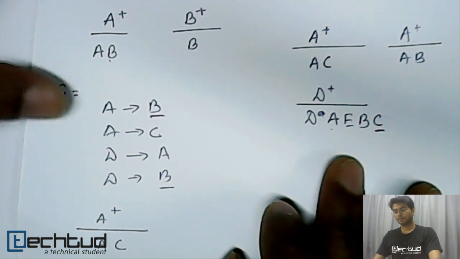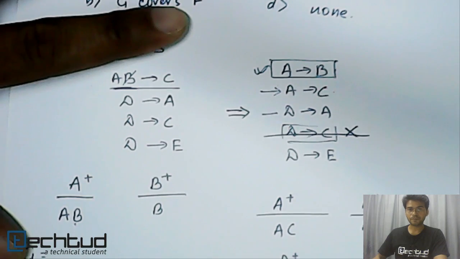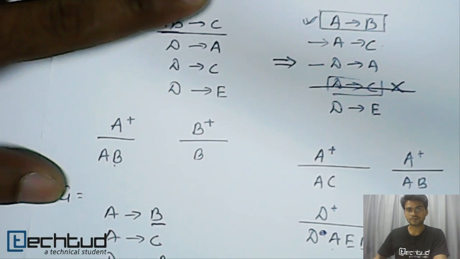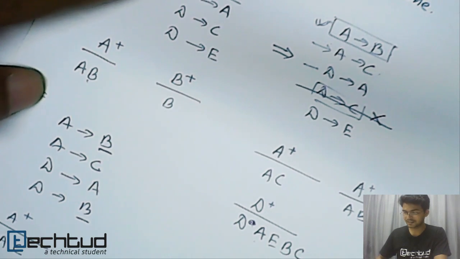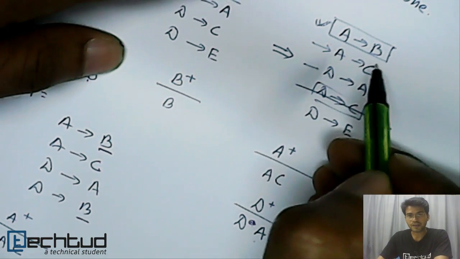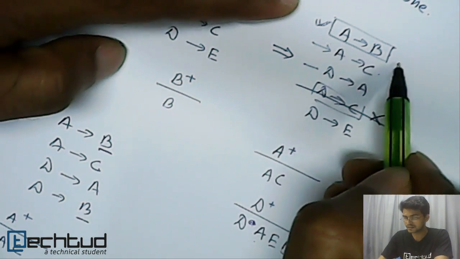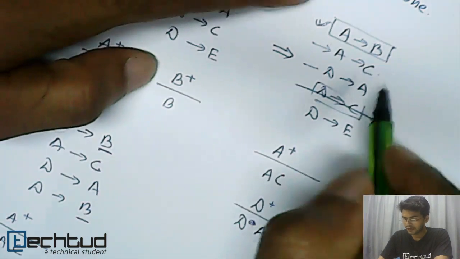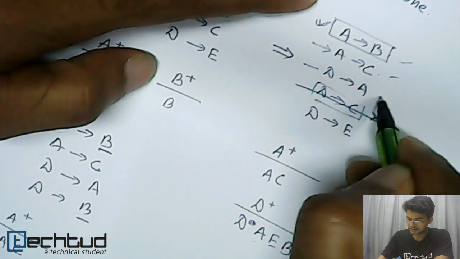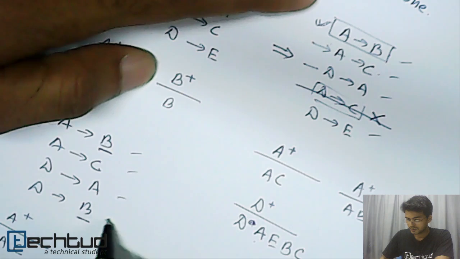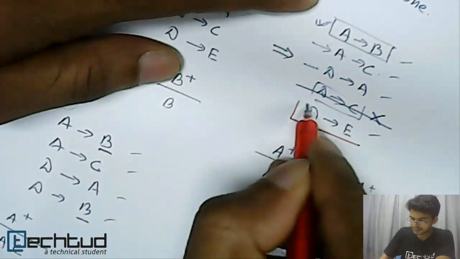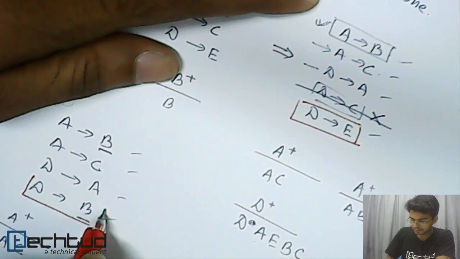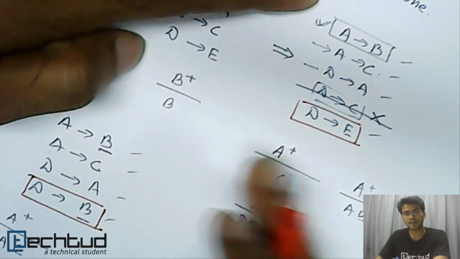Now we have to check which of the options is correct. I'm not able to fit this in one screen, I'll keep it like this. If you check this, we have four functional dependencies here and here. One of the functional dependencies is different, that is D implies E. Here we are getting D implies B. Apart from it all are the same.